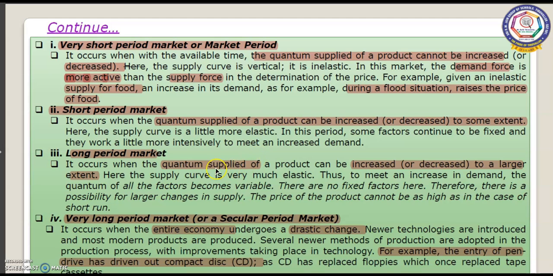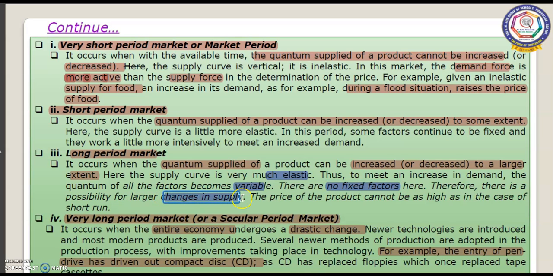Next one, long period market. It occurs when the quantum supply of a product can be increased or decreased to a larger extent. In short period it is to some extent, and here it can be increased or decreased to a larger extent, and here the supply curve is much more elastic. Thus, to meet an increase in demand, the quantum of all the factors becomes variable. So there are no fixed factors here. Factors will keep on changing. So therefore there is a possibility for larger changes in supply.